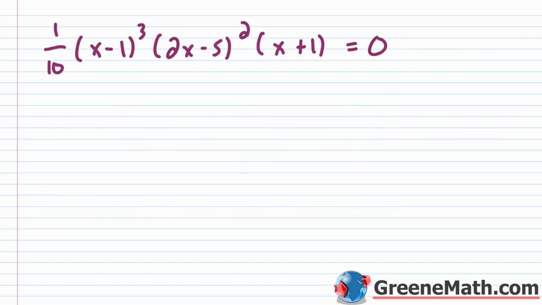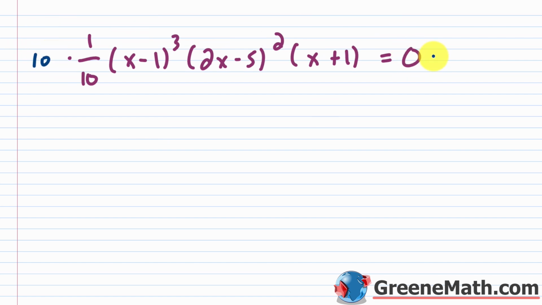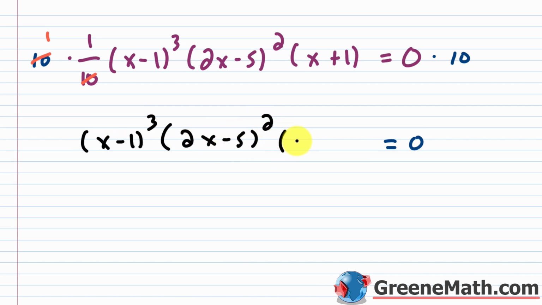So the first thing I would do here is just multiply both sides by 10. So multiply by 10 over here, multiply by 10 over here. So we know that 0 times anything is 0. So let me put 0 there. And then over here, 10 times 1/10, that's just going to be 1. So basically you would have (x - 1)³ times (2x - 5)² times (x + 1) set equal to 0. So again, you can just use your zero product property. You're going to take each factor and set it equal to 0 and solve.